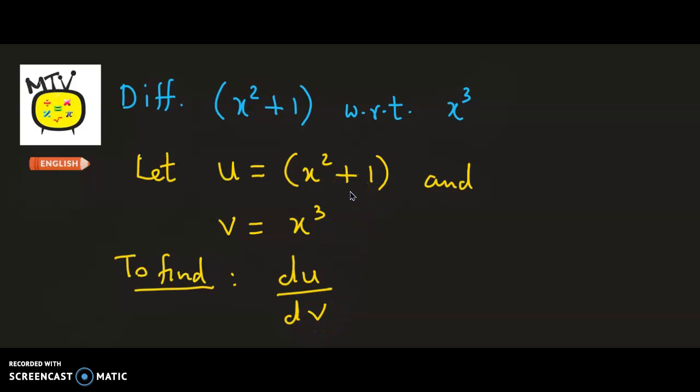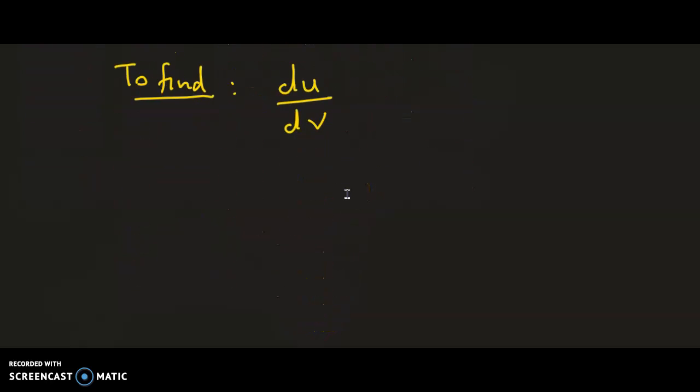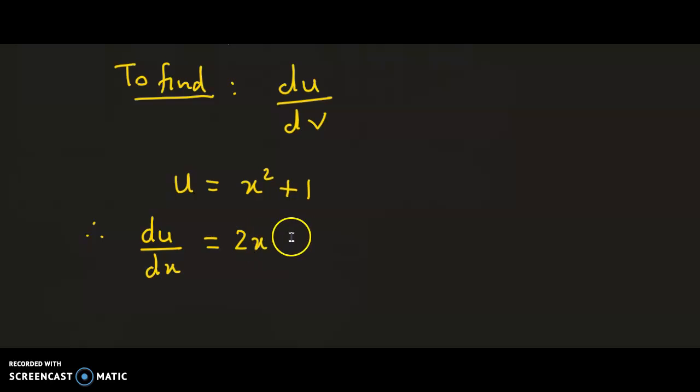Let us consider u first, that is x squared plus 1. If we differentiate u with respect to x, we obtain du by dx is equal to, now the derivative of x squared is 2x and the derivative of 1 is 0. So du by dx is equal to 2x.